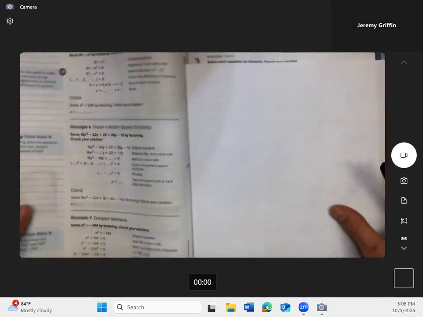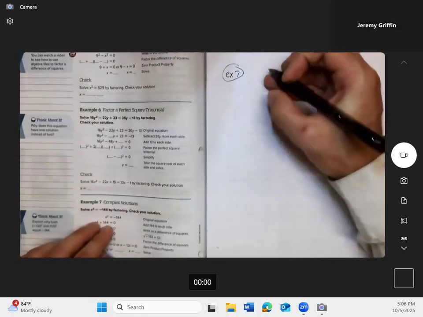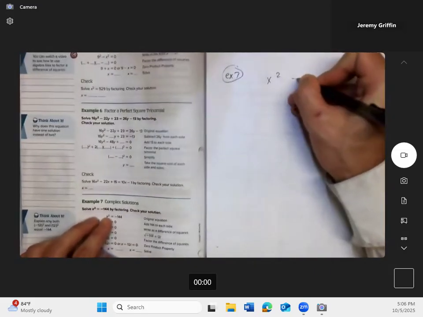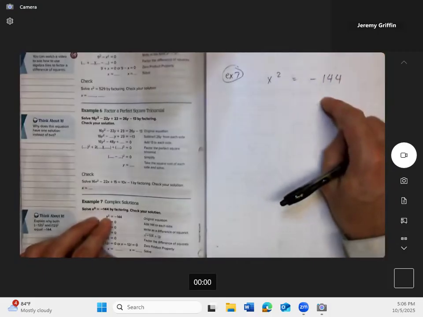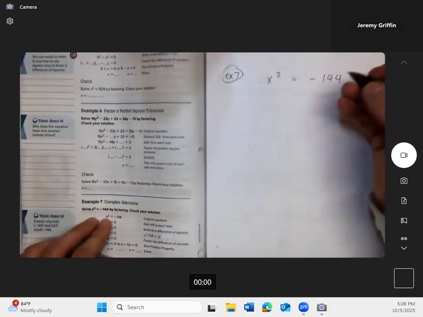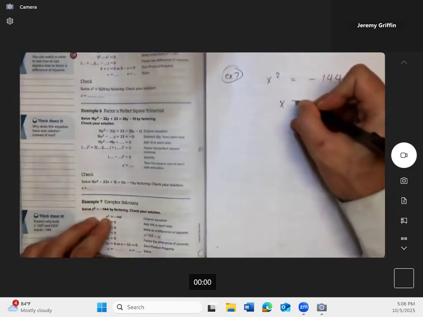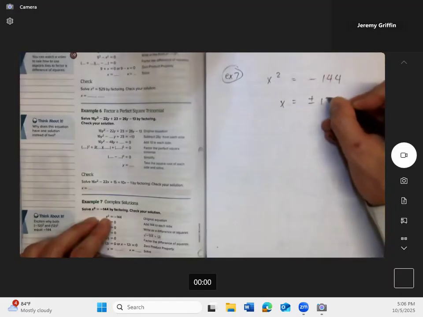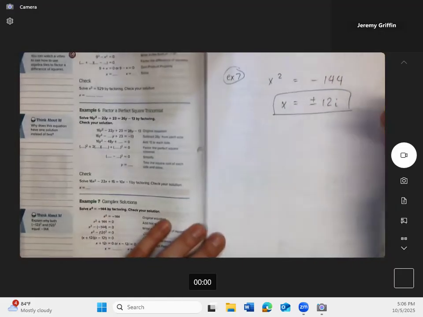All right, last example, complex solutions. I was looking for something imaginary. Let's say this is going to be an imaginary one. Example 7. So we got x squared equals negative 144. Now, what's the square root of negative 144? Well, the calculator won't tell you anything, so it's imaginary. You could say x equals plus or minus 12i. That would be the answer.